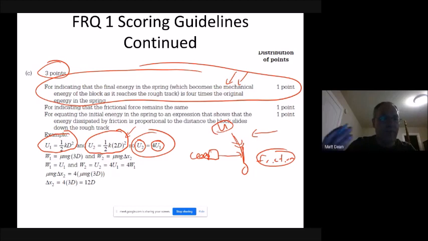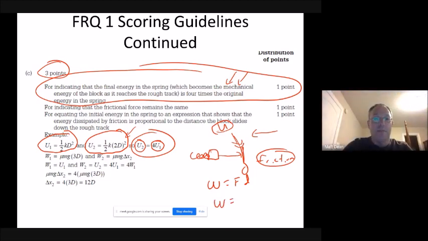So for a block in position 1, essentially they're setting up an equation, work equals force times distance. The force in this case is the frictional force. And remember that the frictional force is mu times N, mu times the normal force. We're on flat ground, so that normal force is essentially equal to the weight. So that's where mu mg comes from. The coefficient of friction times the normal force. And then times the distance that it slides after the 0 point. So initially, it slid a distance of 3d.